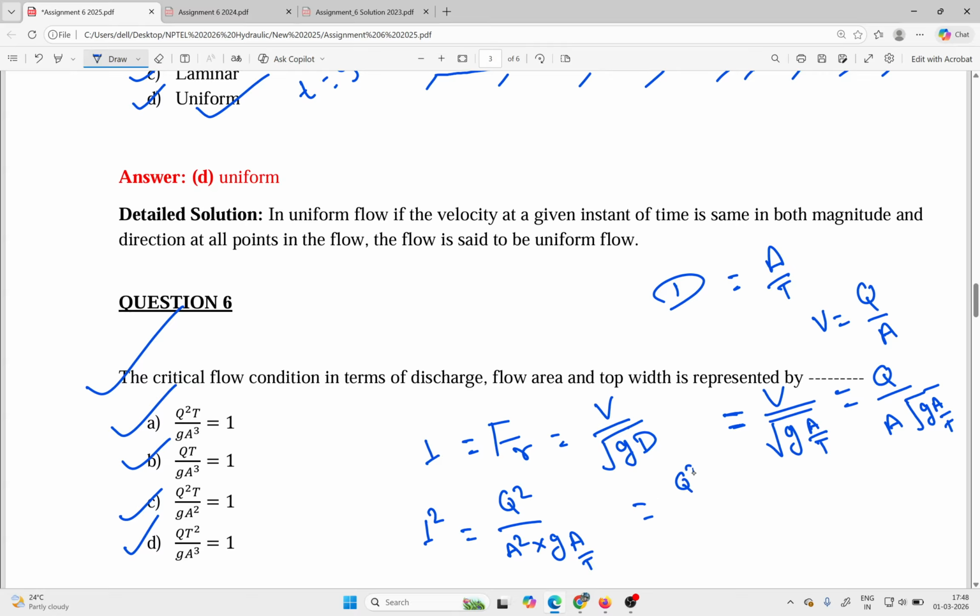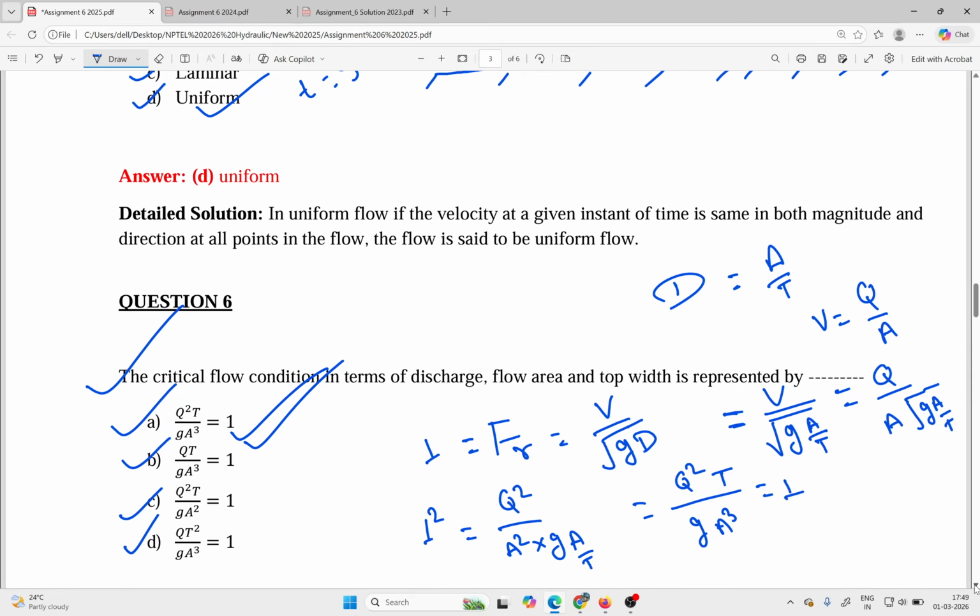So Q square and this T will go to the numerator side and gA cube, so it is equal to 1. Hope this will match. Q square T by gA cube is equal to 1. So option A is correct here. For question number 6, option A is correct. Hope you all got it. Now we'll move on to the next one.